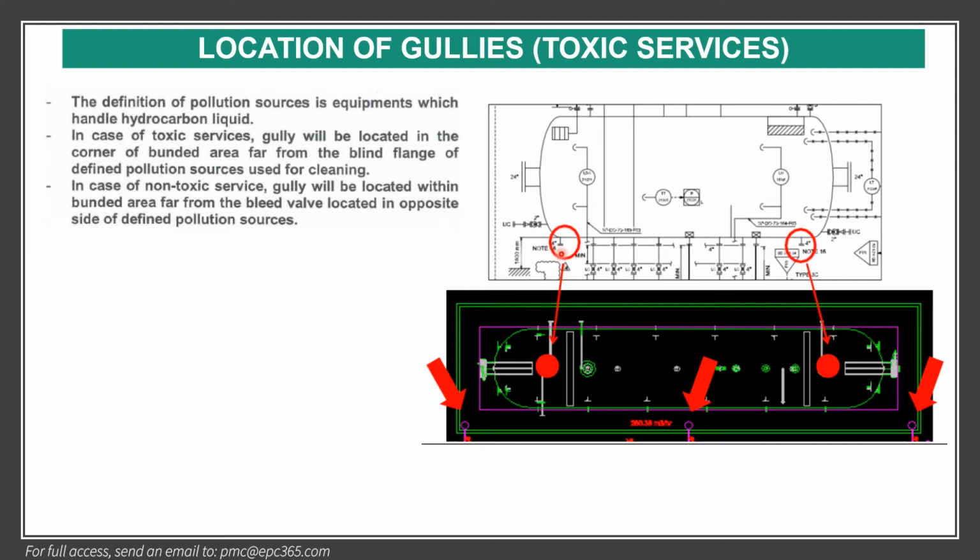And for toxic service, the gully will be located in the corner of the bounded area, far from the blind flange of the defined pollution source used for cleaning. So these are for cleaning, and they will be far from the gullies.